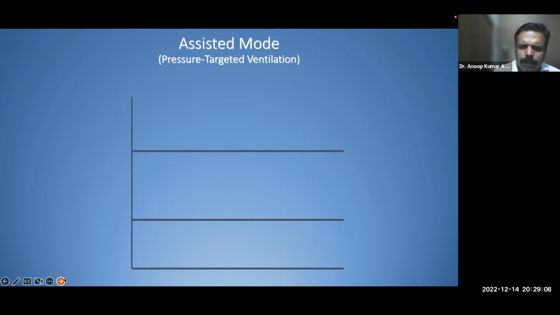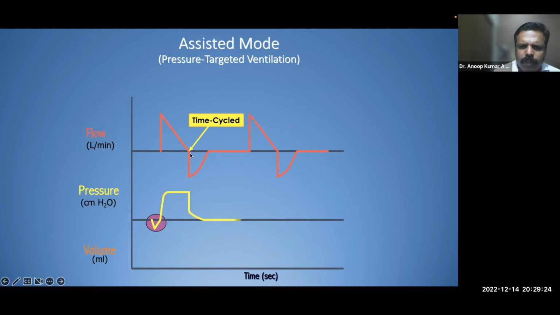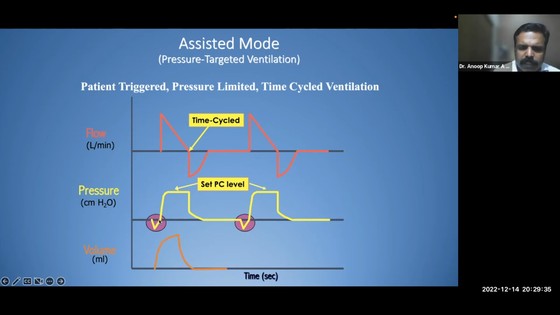Whereas in assist control mode, again the pressure targeted ventilation, as I've already told, see the flow pattern will be like this. In assist control mode, it is pressure targeted and time cycled. The inspiration and expiration switch over based on the time you are keeping, or the IE ratio you are keeping, and the breath will be triggered by the patient. But always keep in mind, don't get confused. If the patient is not triggering at this point, the machine will trigger at the time you have kept.